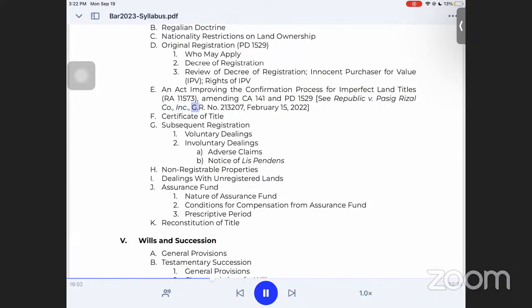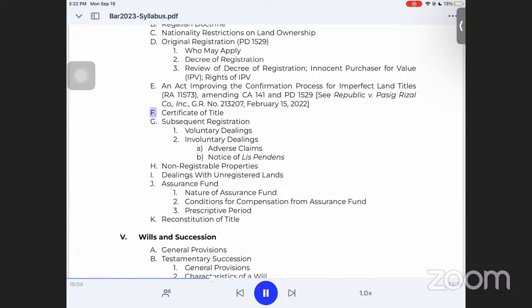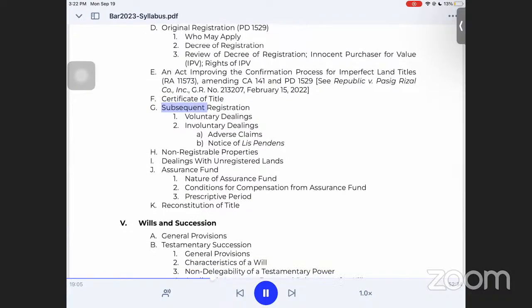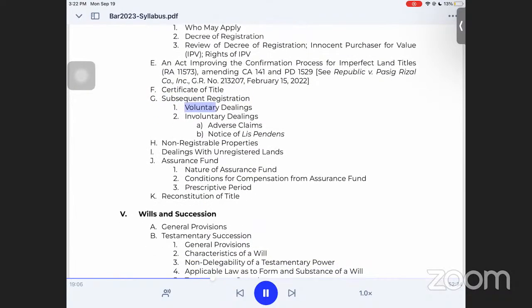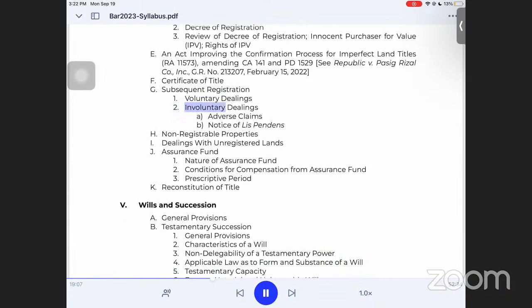See Republic v. Pasig Rizal Company, Incorporated, GR number 213207, February 15, 2022. F. Certificate of Title. G. Subsequent Registration. 1. Voluntary dealings. 2. Involuntary dealings.